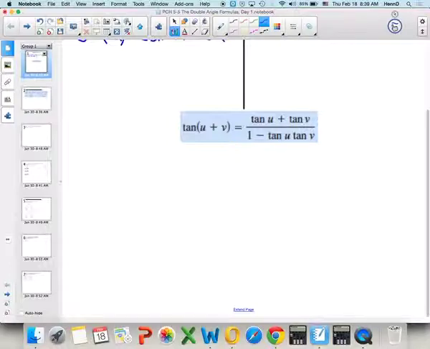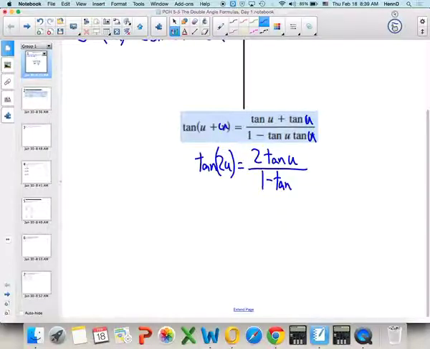So what did you do with the tangent? 2 tangent u over 1 minus tangent squared u. Okay, good. If we plug in a u here and here, then the tangent of 2u would equal 2 times the tangent of u over 1 minus the tangent squared of u. That's not too bad.